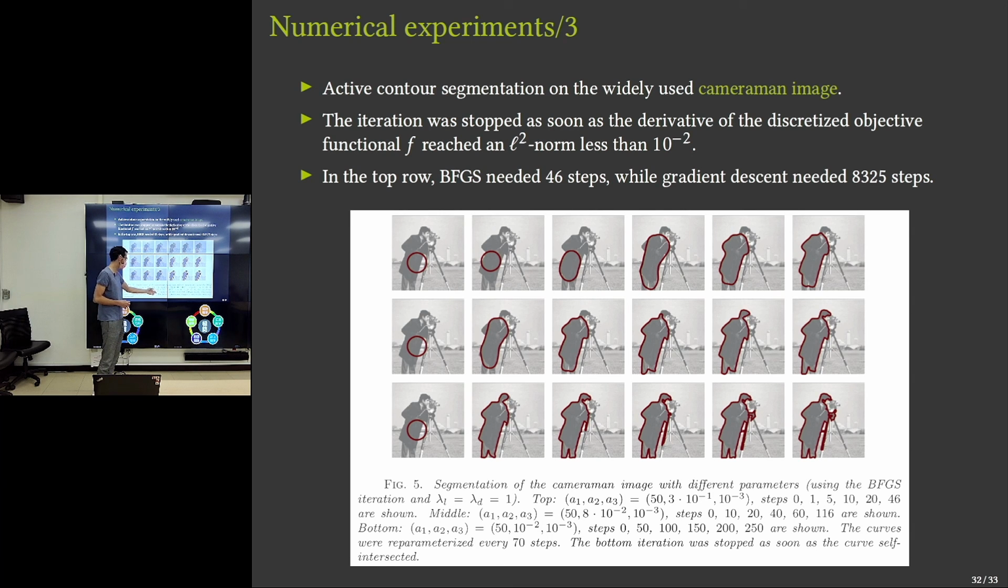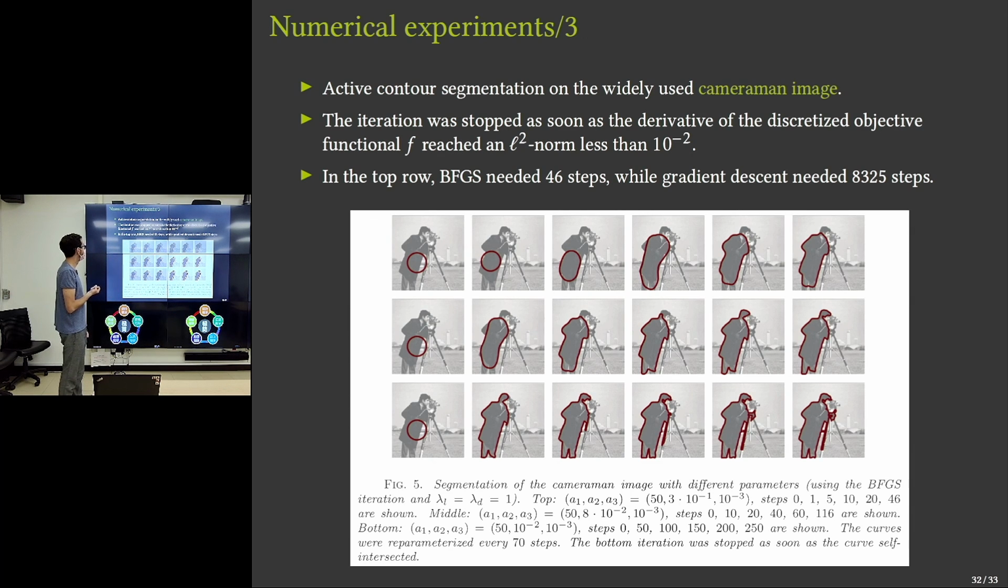Each row also has different parameters A1, A2, and A3. So I think it's just a visual example of how it works. It's not really for the numerics here. It's really like a visual outcome. So you see that, for example, here you use many more iterations with respect to the previous two rows, the first and the second, but you have a good segmentation, at least visually speaking. I think that's the reason why they showed this.